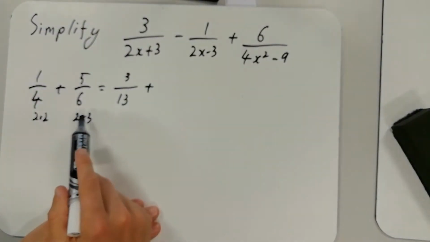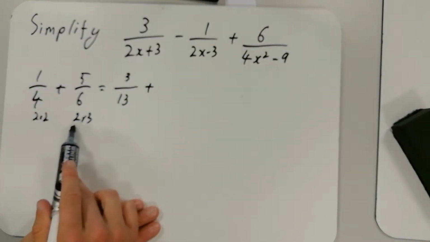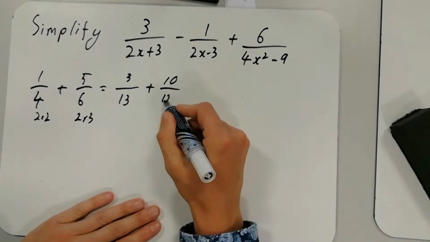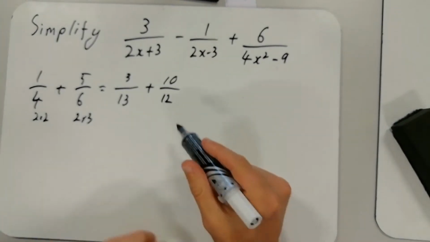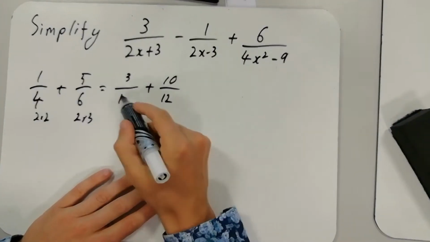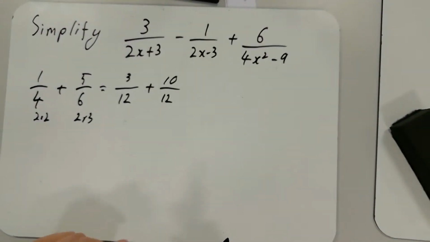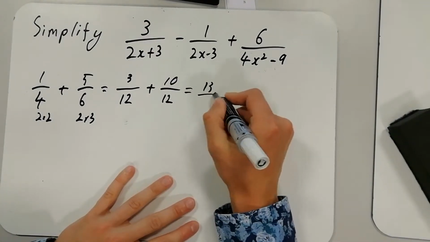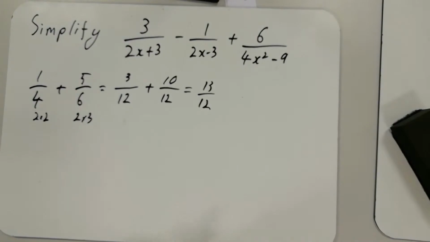The 5/6, that's only got one factor of 2. This has two factors of 2. So I need to multiply top and bottom by that missing factor of 2. And now we see that they have the common denominator, 12. Add those together and we get our answer.